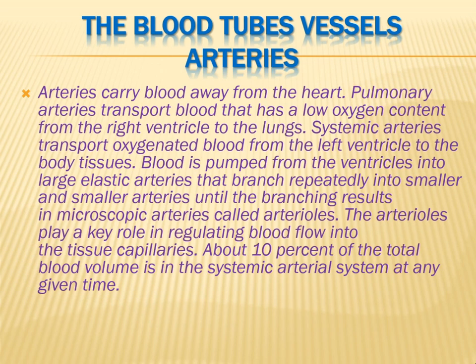The systemic arteries transport oxygenated blood from the left ventricle to the body tissues. We have discussed earlier that the left part takes care of the oxygenated blood and the right part takes care of the deoxygenated blood. The left and right are divided, that means the oxygenated and deoxygenated blood are divided by a barrier called the septum, and these systemic arteries carry the oxygenated blood from the left ventricle.